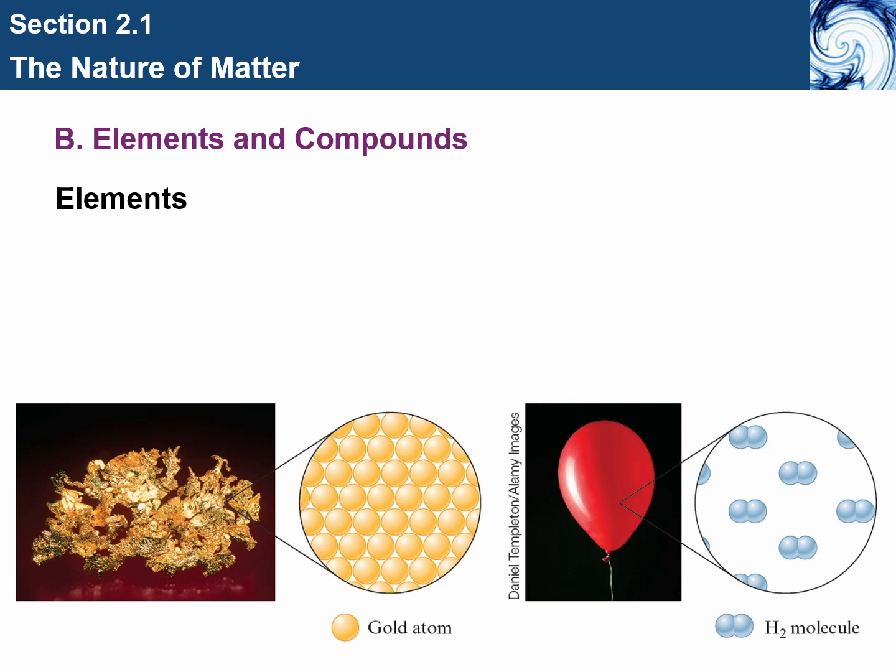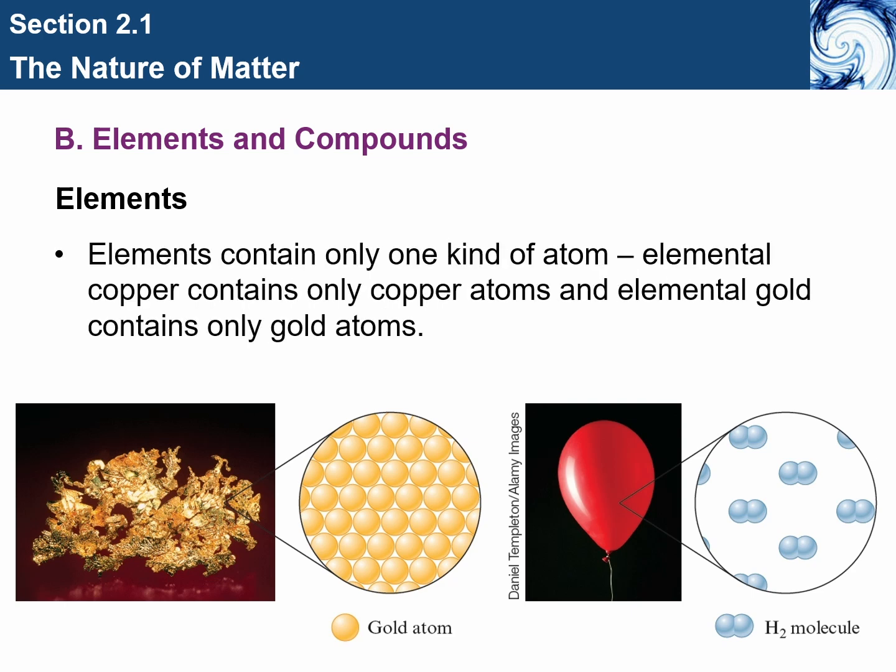An element contains only one kind of atom. Elemental copper contains only copper atoms. Elemental gold contains only gold atoms. The pictures at the bottom, look at them. Look at them, for real though. They show that this definition applies even when the atoms are arranged in different ways.